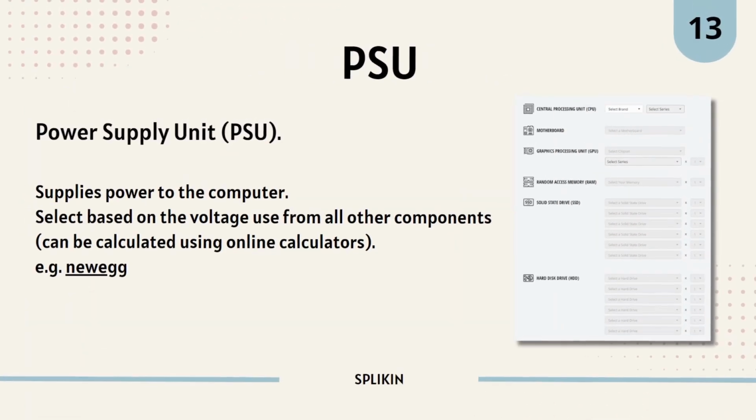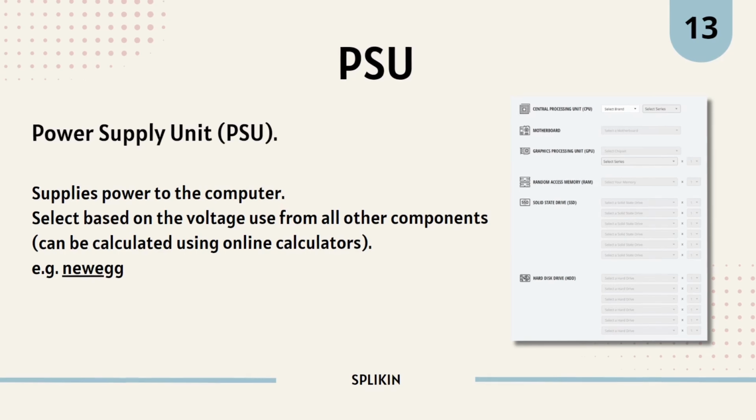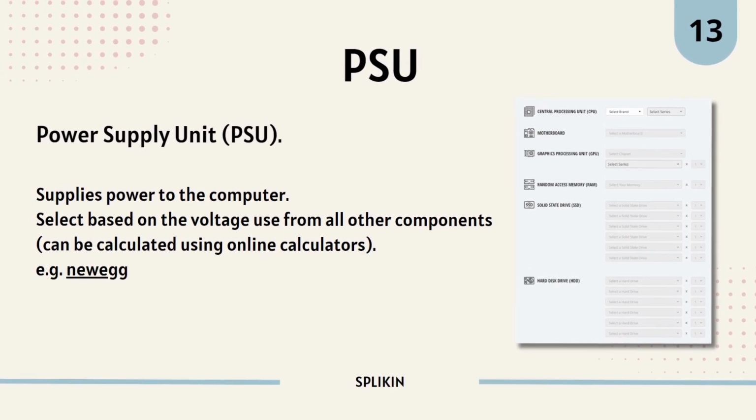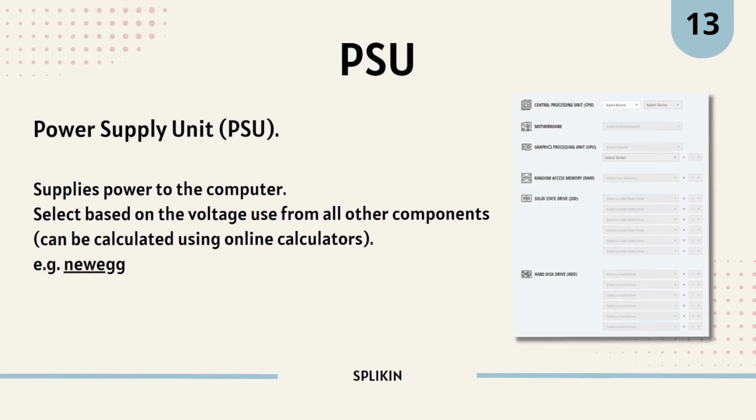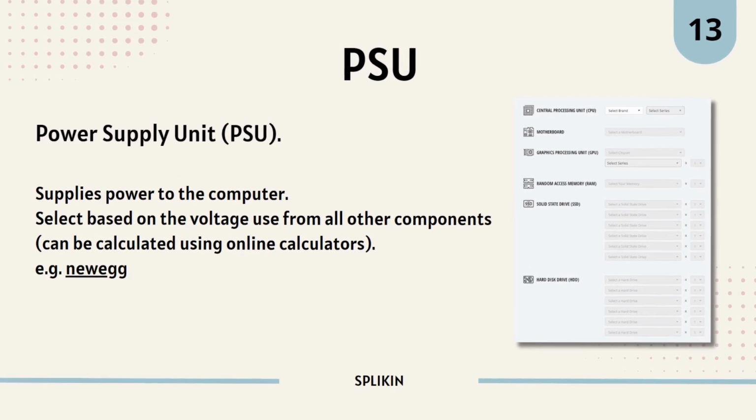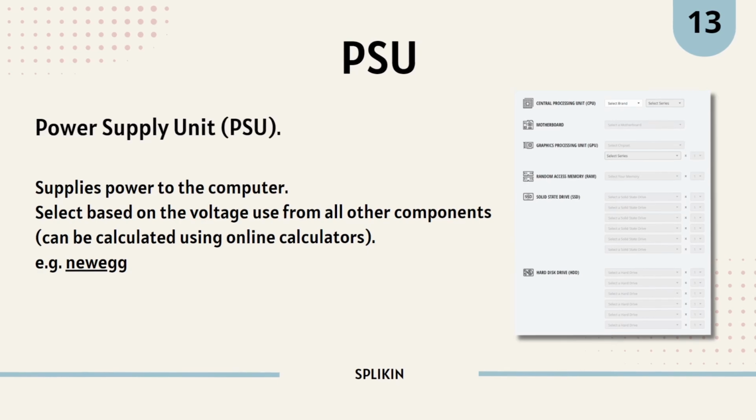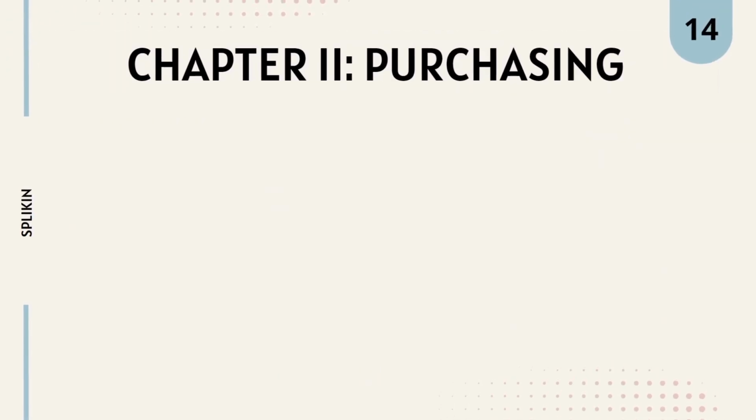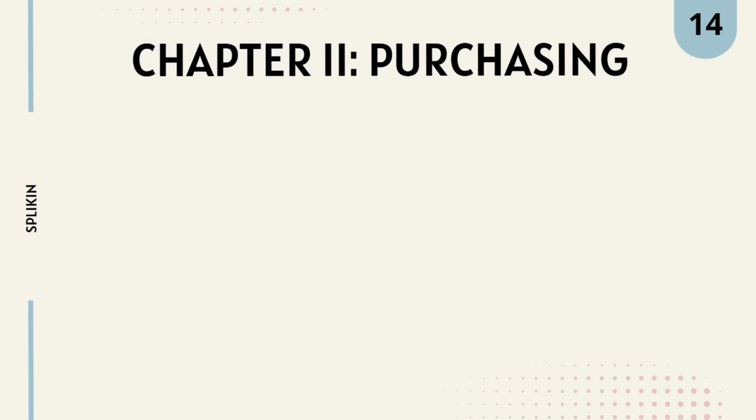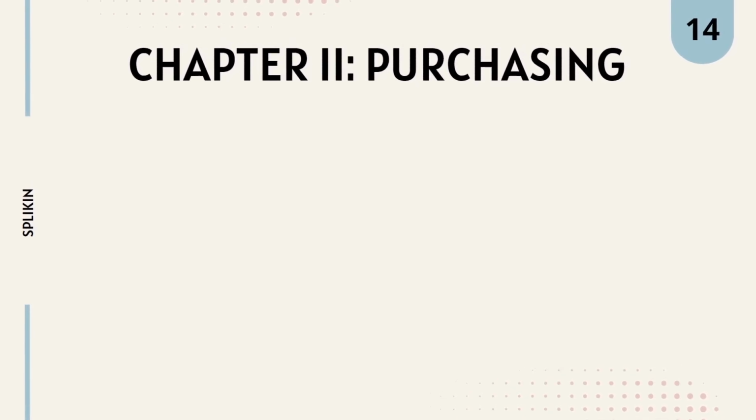Finally, the PSU stands for Power Supply Unit. This supplies power to the computer, and you should select your PSU based on the voltage used from all the other components. This can be calculated using online calculators such as Newegg, which will be linked below. And that's essentially it. Those are 8 main components for a functioning computer.